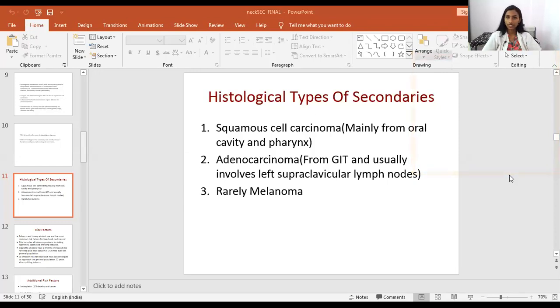So the histological types of secondaries. We have three types, okay? Squamous cell carcinoma, adenocarcinoma, rarely melanoma. The squamous cell carcinoma is mainly from the oral cavity and pharynx. While adenocarcinoma can be from GIT, and it usually involves the left supraclavicular lymph nodes. And the third type is melanoma, which is quite rare.